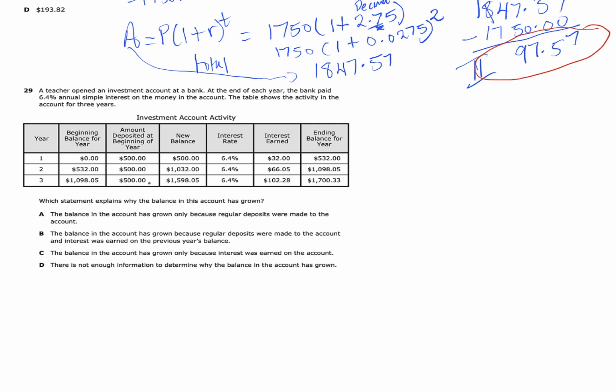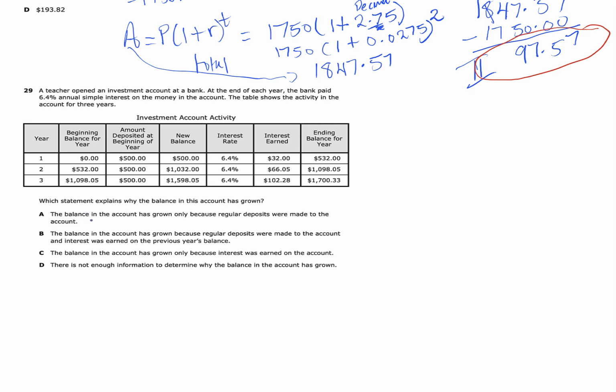So that's the balance for year 3. The teacher again does the same thing, puts in $500. The balance goes up to $1,598.05. It's the same interest rate. The interest now on that amount of money is $102.28. So at the end of the year, the teacher actually has $1,700.33. And they said, which statement explains why the balance in this account has grown?